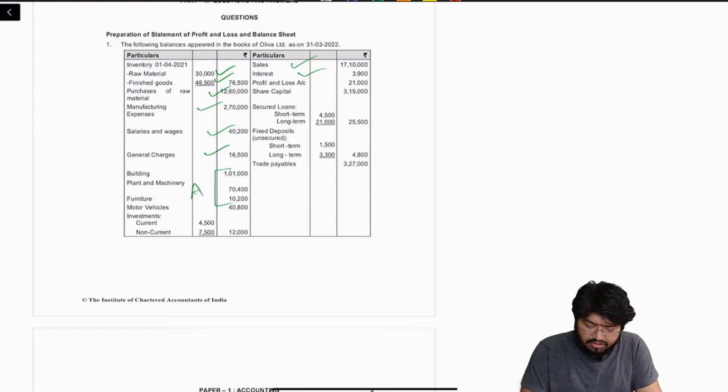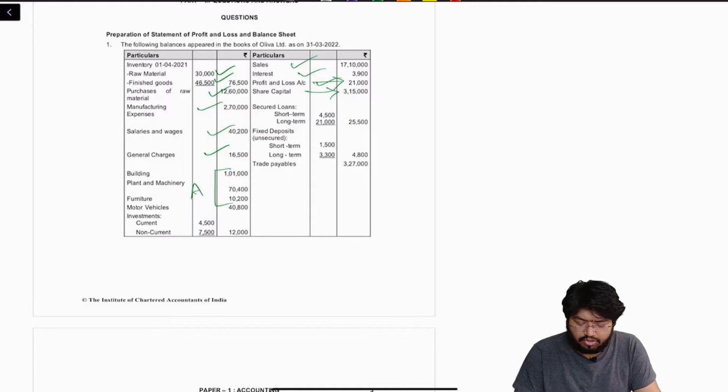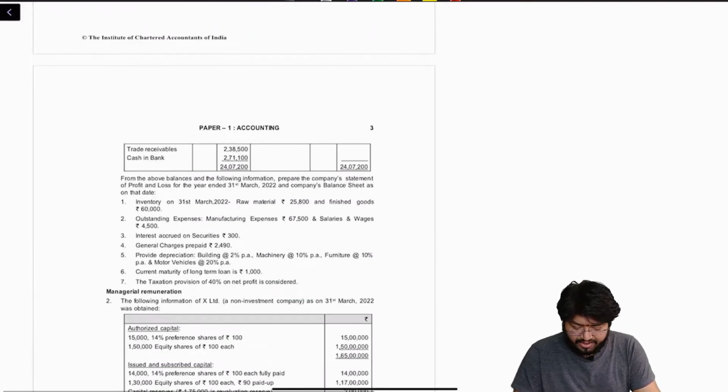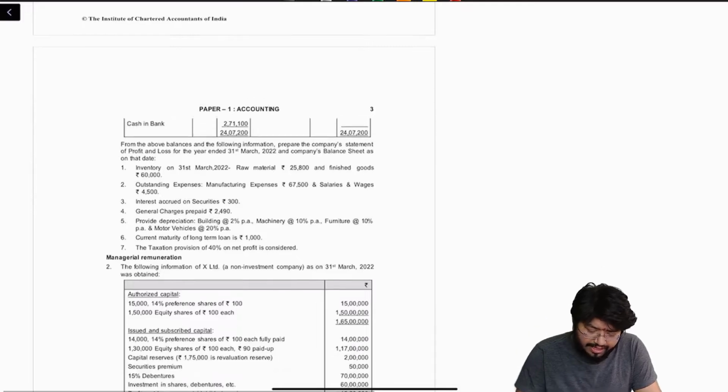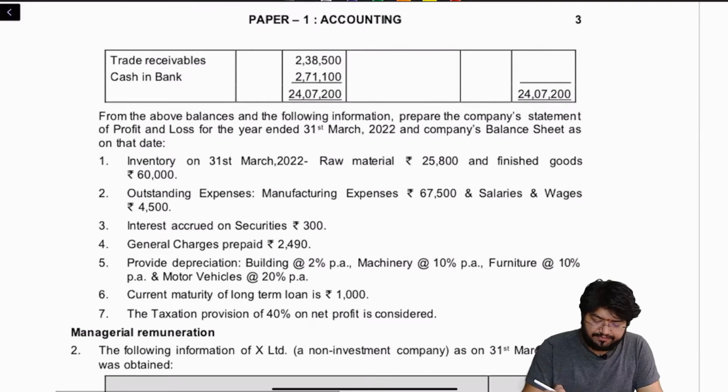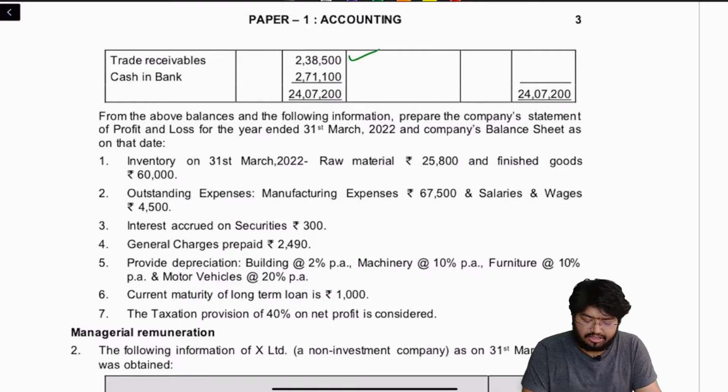Okay, profit and loss account credit balance is there, this is part of your reserves. Share capital, part of your equity share capital. And then short-term loans and long-term loans are given. You would show them at respective places. And then fixed deposits, short-term and long-term are given. Again, you would show them at respective places. Trade payables are given. Now, you also have trade receivables to the extent of 2,38,500. This would be shown as your receivables in your balance sheet, and cash balance also would be shown in your balance sheet.